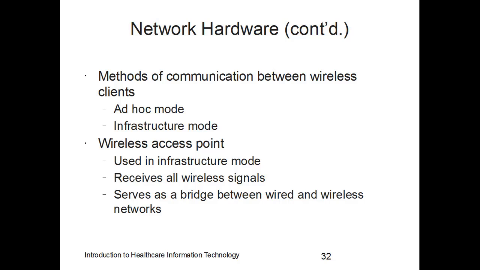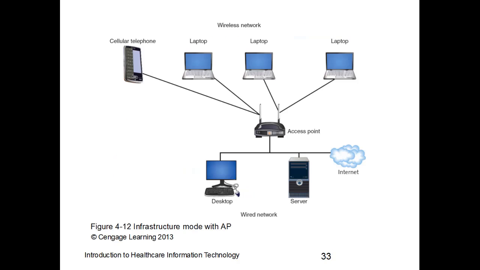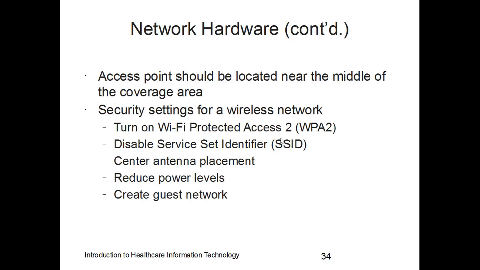Wireless access point. This is used in an infrastructure mode, and this receives all wireless signals, and this serves as a bridge between the wired and wireless networks. In this image we have an example of an infrastructure mode with an access point. So here you have the wireless network of 3 laptops and a cell phone going to an access point with this router here. It's also connecting to this server and this desktop and then the internet also. So this access point here is serving the wired part of the facility and also the wireless part of the facility. Now the access point should be located near the middle of the coverage area.